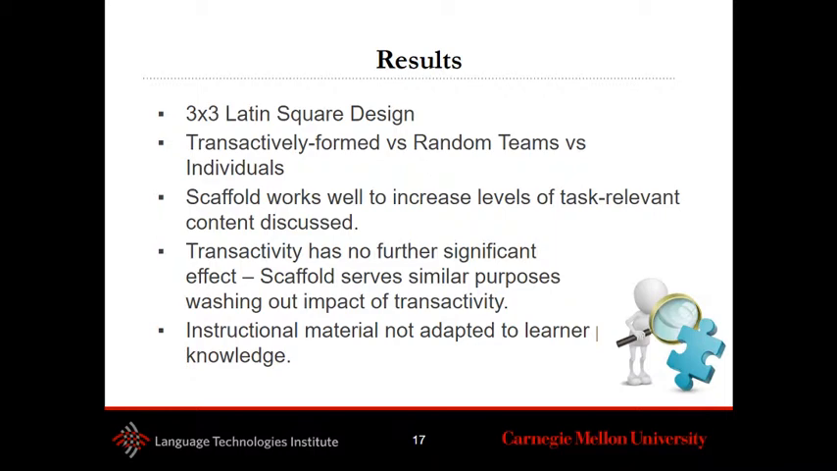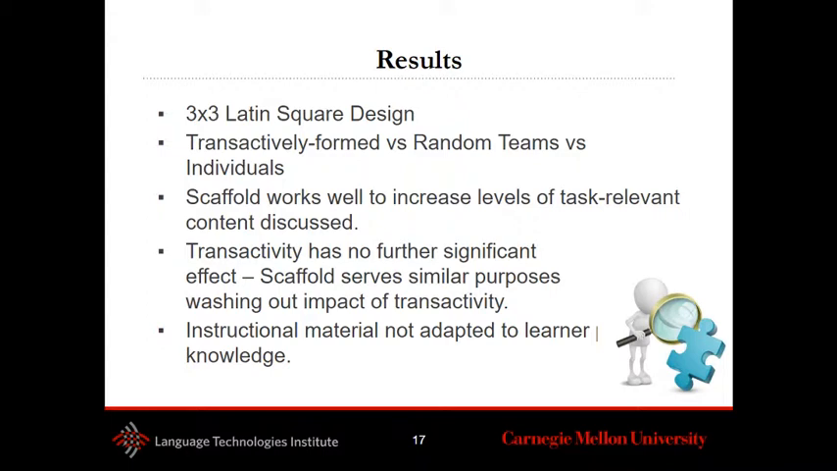So we did a 3x3 Latin squared design, with 3 different tasks and 3 different conditions, where the 3 conditions were transactivity formed teams, random teams, or individuals. But in all of the group contexts, we used this mob programming scaffolding. And the finding was that the scaffolding, the extent to which students cooperated with it, predicted the extent to which students engaged in reflection about the underlying concepts behind the software development, and that can be seen as a positive influence on the kind of learning orientation of the group.